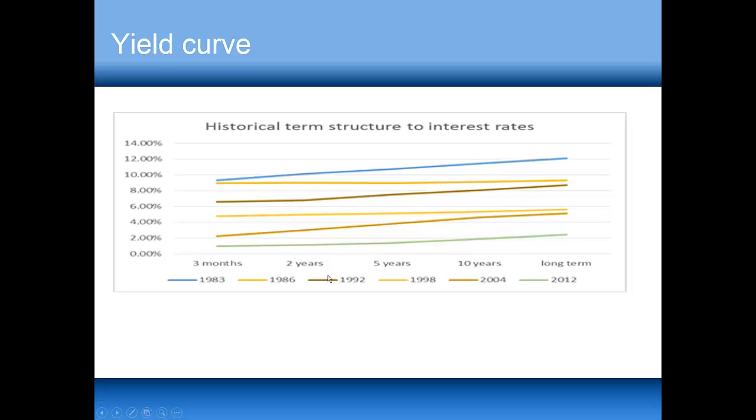If we look at different years, 1992, for example, 2% for a short term, over 5% up here for long term. 1983, if you would have borrowed money on a short term basis, you were at about 9%. On a long term basis, 12%. How does this get explained? Well, normally the longer the term, the more risk there is for the lender.